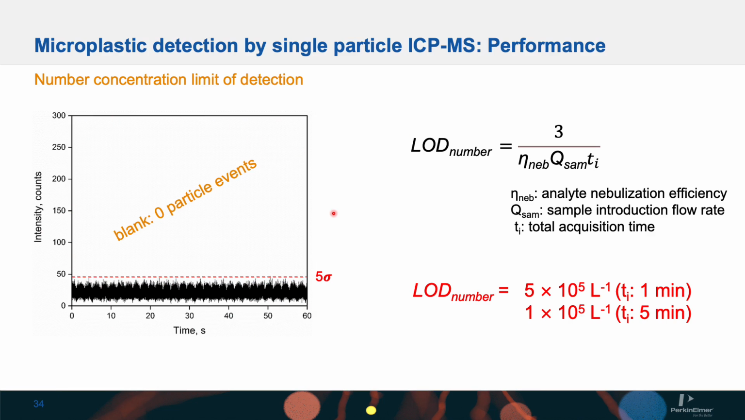Under such conditions, the limit of detection for a counting process like this corresponds to the detection of 3 particles, which can be related to the number concentration by considering the nebulization efficiency, the sample flow rate, and the total acquisition time. This means that number concentration detection limits of 5 times 10 to the 5 particles per liter can be achieved by measuring during 1 minute, and 5 times less if the acquisition time is increased to 5 minutes.